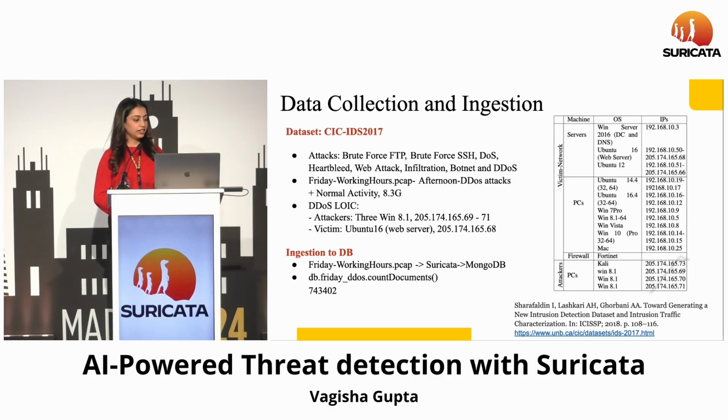So I picked up the Friday working hours PCAP from that data set, which consisted of normal activity and the DDoS attack type data. The total size of that PCAP was around 8.3 gigabytes. How they performed DDoS in their environment was they used the tool LOIC. There were 3 attackers on 3 Windows machines, and they targeted one victim Ubuntu server with the IPs mentioned here.